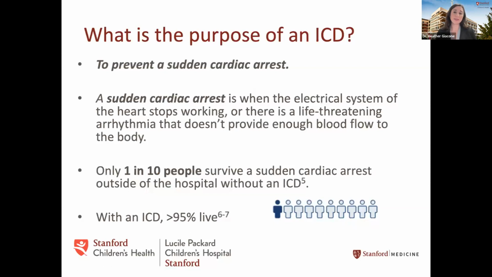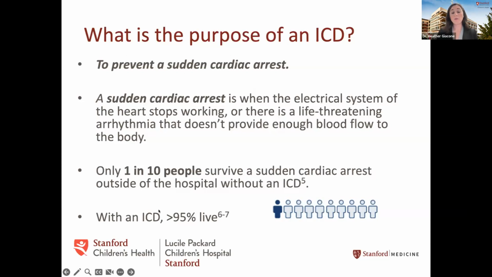So what's really the purpose of an ICD? It's to prevent a sudden cardiac arrest. Sudden cardiac arrest is when the electrical system of the heart stops working, or there's a life-threatening arrhythmia that doesn't provide enough blood flow to the body. In children, a sudden cardiac arrest is most commonly because of an abnormal rhythm, whereas in older patients and adults, you're really focusing on heart attacks as the main cause of cardiac events, because of a blockage of the arteries that supply the heart. So it is a little different between pediatrics and adults.